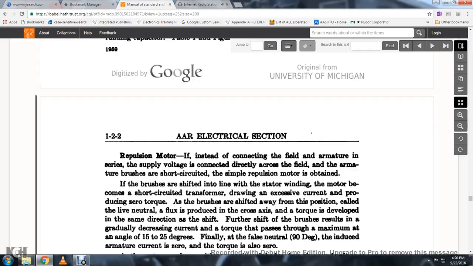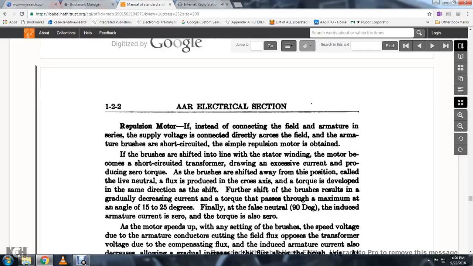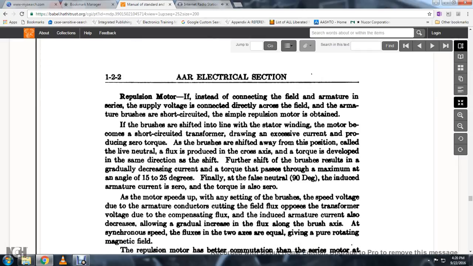The force shifting the brush results in a gradually decreasing current, with the torque passing through a maximum at an angle of 15 to 25 degrees, and finally falling to zero at the neutral position, 90 degrees, as that induces the armature current to go to zero. The torque is then also zero.